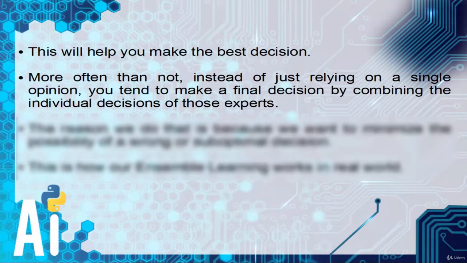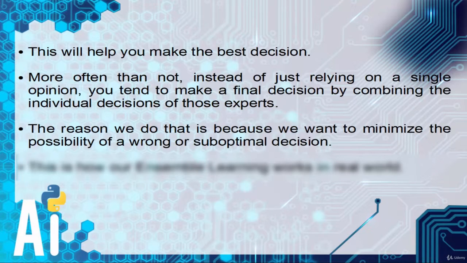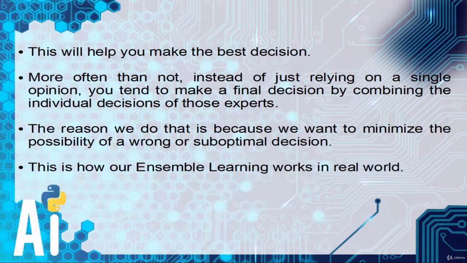Instead of just relying on a single opinion, you tend to make a final decision by combining the individual decisions of those experts. The reason we do that is because we want to minimize the possibility of a wrong or suboptimal decision. So this is how ensemble learning works in the real world.